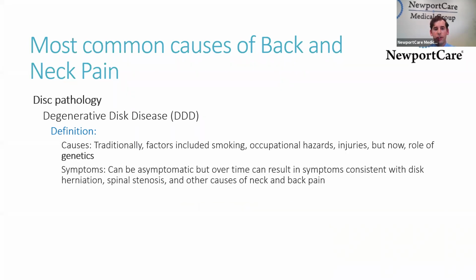Causes have traditionally been thought to be smoking, occupational hazards, and injuries such as falls and accidents, but now we're also seeing the extremely important role that genetics play in this process. Symptoms can really range on a huge spectrum. They can be anywhere from asymptomatic when people are younger and there's less degeneration, to the development of symptoms that are consistent with disc herniation, spinal stenosis, and other causes of neck and back pain that we'll be talking about in a little bit.